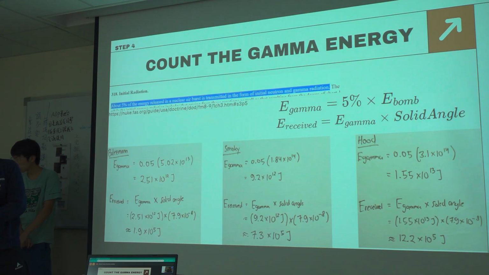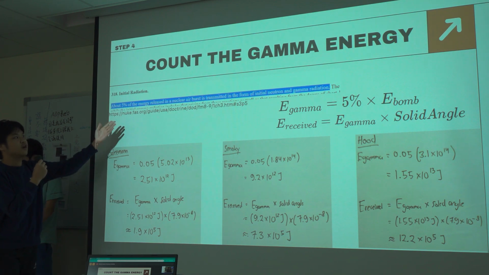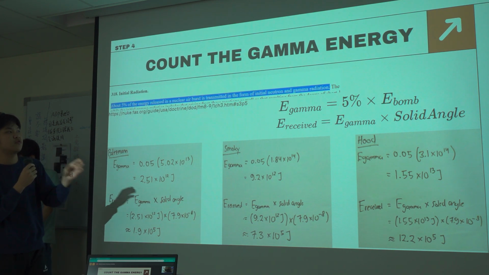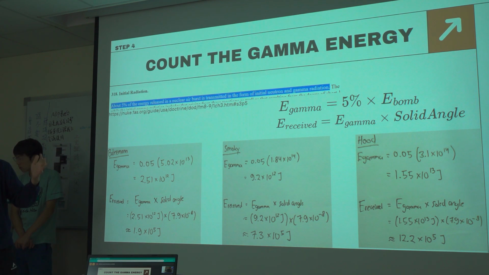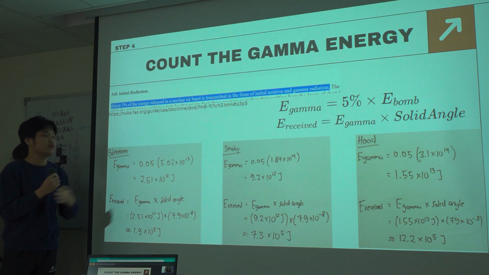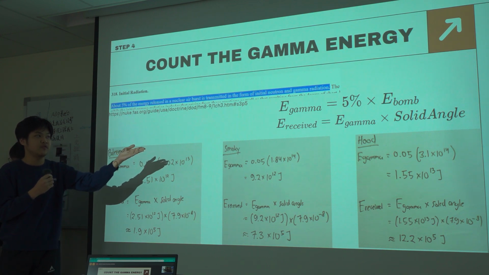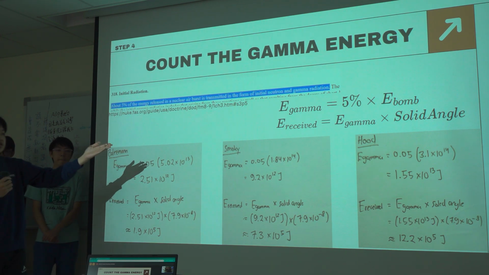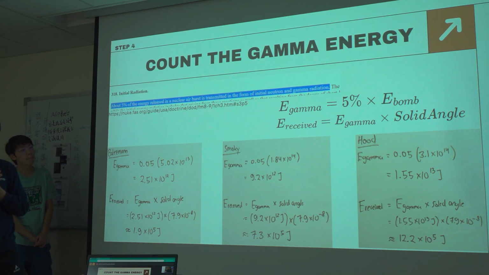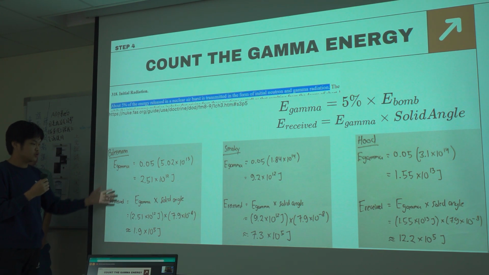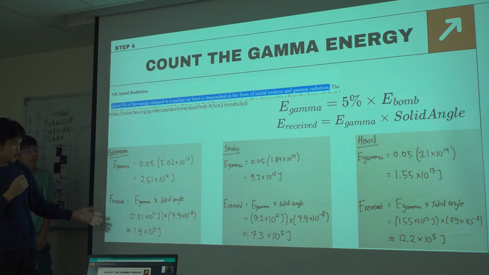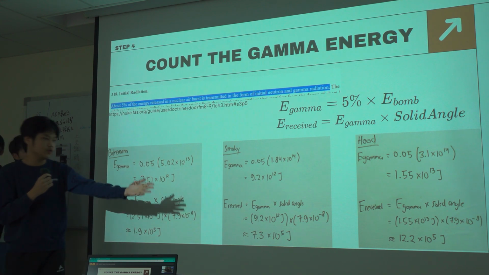What's next? Now we need to count the gamma energy. From the research paper I found, about 5% of the energy released in a nuclear airburst is transmitted in the form of initial neutron and gamma radiation. So from the energy of the bomb, not all of it is transmitted into gamma radiation, only around 5%. So we need to find the energy of the gamma radiation, 5% of the bomb. And also the energy received by the fridge: the gamma radiation received by the fridge is the energy of the gamma times the solid angle of the fridge. These are some numbers that you can calculate, and you get this result for Boltzmann, Smokey, and Hood.